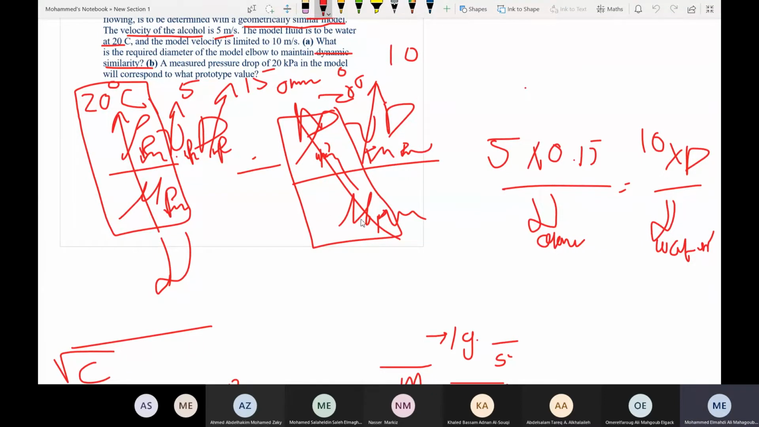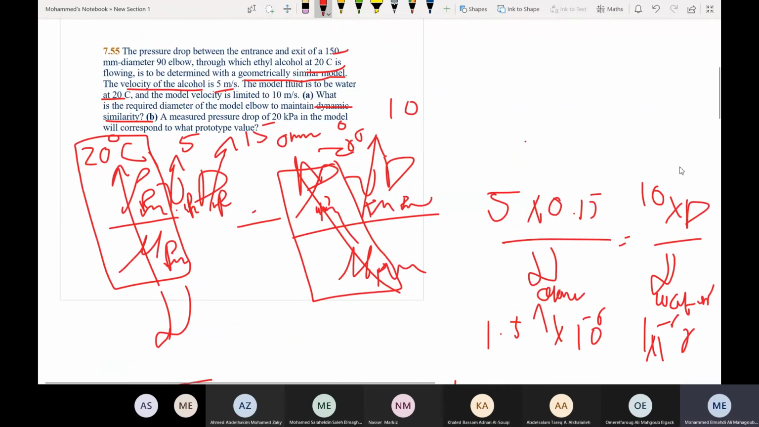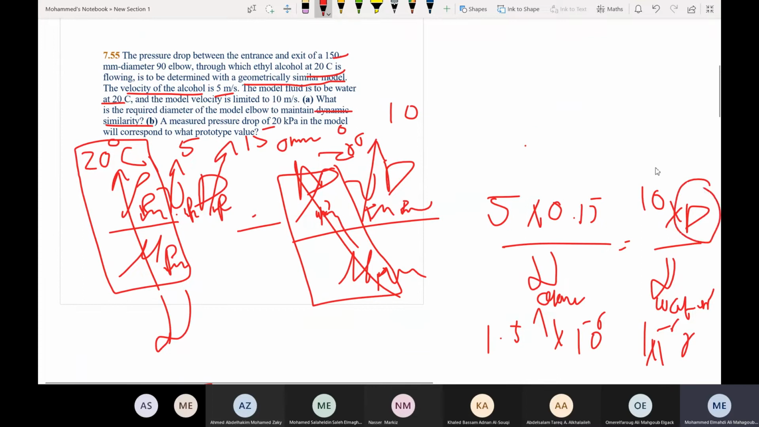So for the alcohol, it's 1.51 times 10 to the power minus 6. For the water, it is 1 times 10 to the power minus 6. Water properties, I think you have to know them usually. At the temperature 20, we usually use it, or 25. And for the alcohol, 1.59 times 10 to the power minus 6. Okay, so just substitute. How to find the direct substitution?